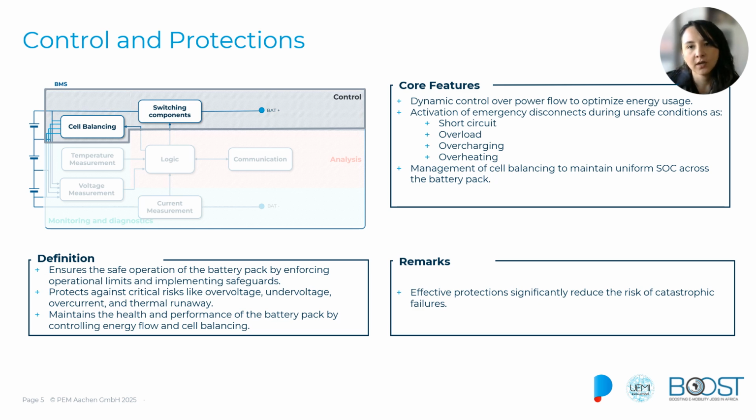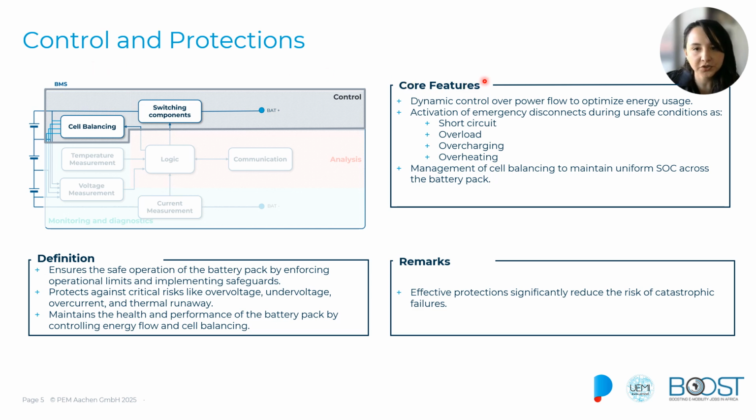This subsystem has the function to enforce the operational limits and protect the battery against any detected condition. It manages all the switching components, for instance, the contactors and the relays that are connected between the battery and the loads, with the purpose of disconnecting the battery in case of any unsafe conditions. It also will manage the energy flow from the battery to the loads, and also manage, for instance, the cell balancing to maintain the uniform state of charge across the whole battery pack.